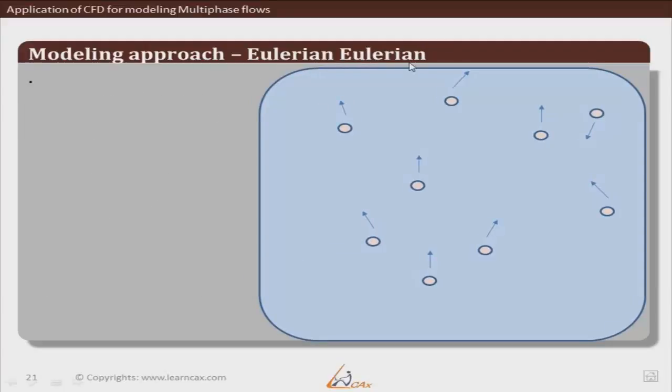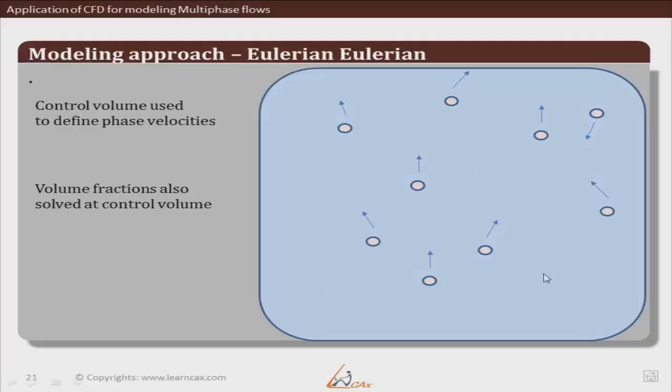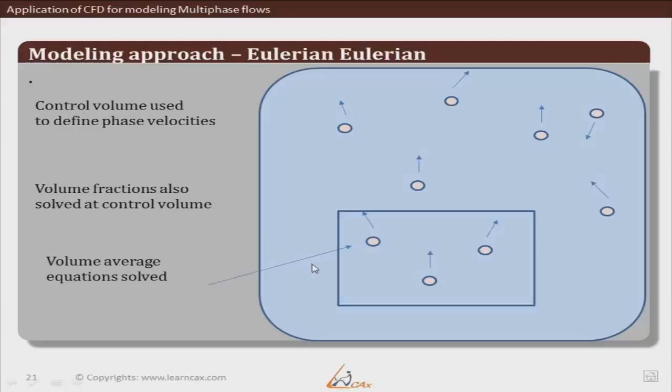Now coming to the second approach, which is the Eulerian approach, we imagine the same system having a continuous medium and a dispersed secondary phase that is dispersed in this particular primary phase. In the Eulerian approach, a control volume approach is used for each phase, for solving velocities of each phase. Governing equations are solved for both phases. Volume fraction is also solved at the control volume. So basically volume-averaged equations are solved for the secondary phase, but still those are governing equations which are solved. Those are not equations of motion. So we solve governing equations for both phases.